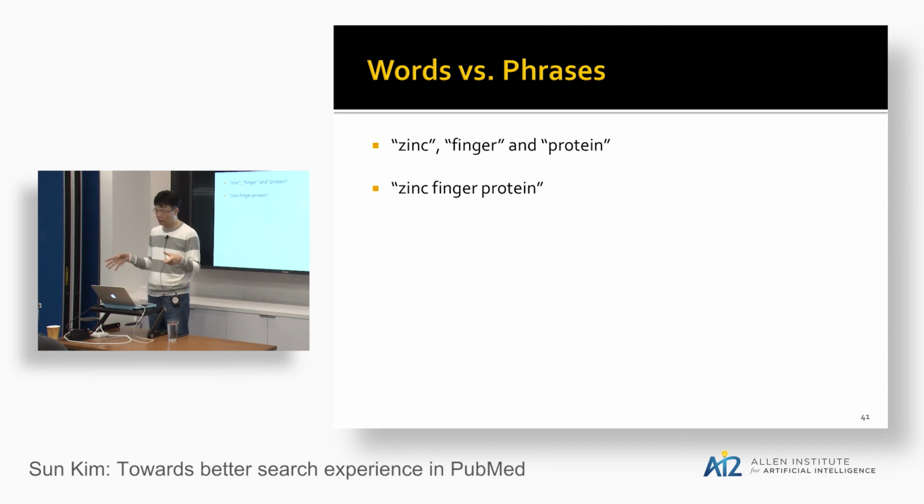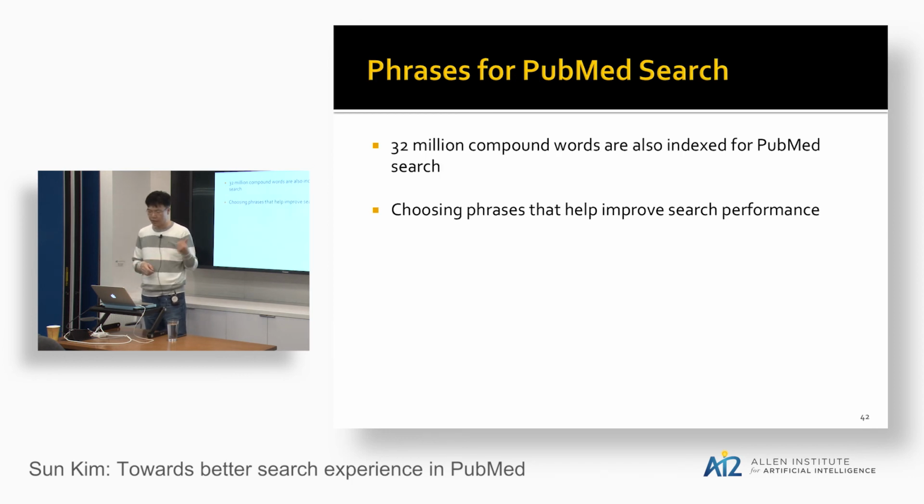If we use single word embeddings and just take the average of those embeddings in the semantic space and map into a point, that may not be the right point. In PubMed, we not only index terms from documents, we use over 32 million compound words for indexing. So we add more terms to each PubMed document. But what if we can carefully choose phrases that help improve search performance?